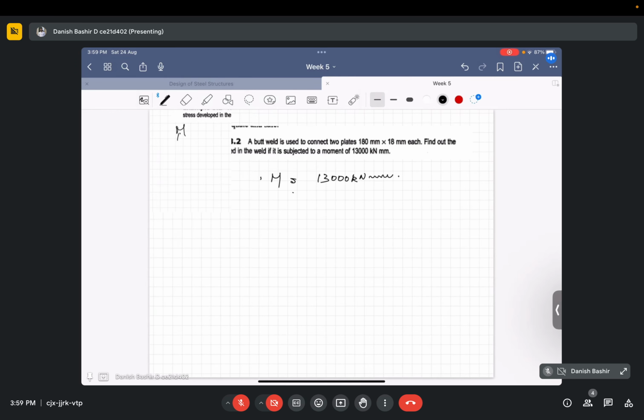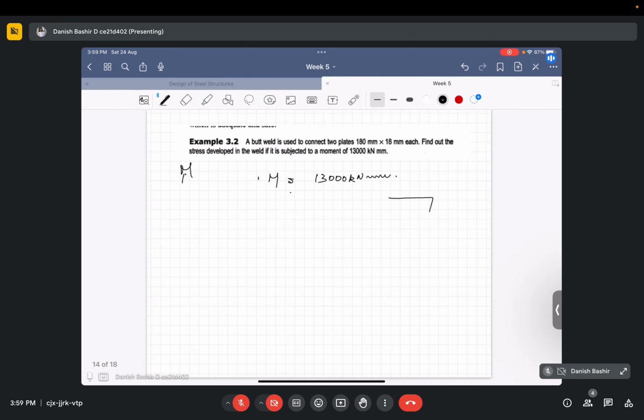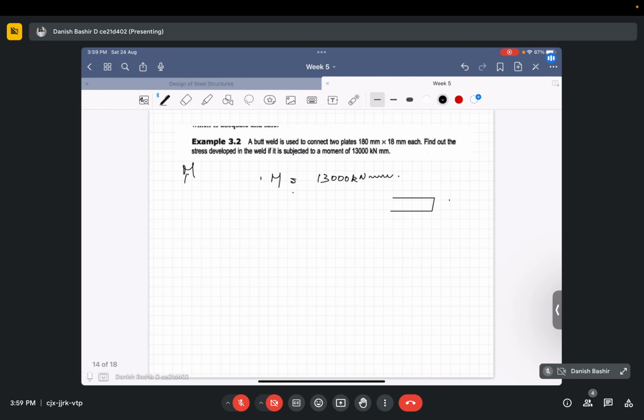If we assume the butt weld to be U type, this is one member like this, and this is another member to be joined by the butt weld, and we assume the butt weld to be like this, not V, this is the weld provided there. Its length is 180 mm, and this is the 18 mm.